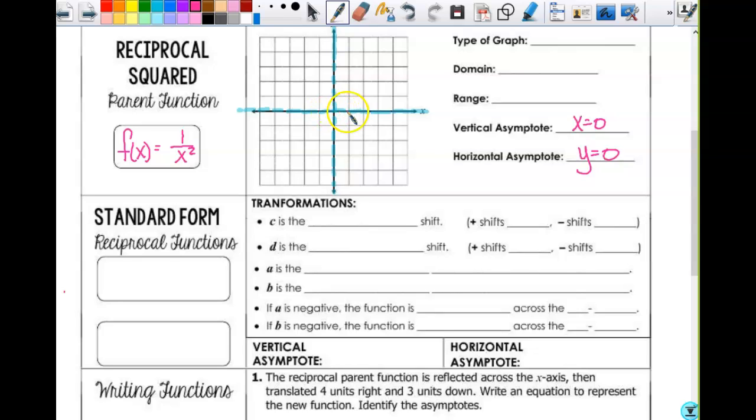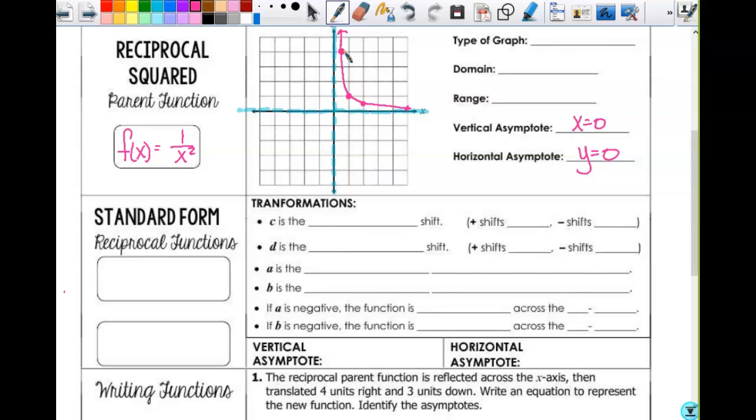So let's go through some points. If I substitute in 1, 1 over 1 squared is 1. If I substitute in 2, that's going to give me 1/4, right? If I substitute in 1/2, what's 1/2 squared? 1/2 times 1/2 is 1/4. So I'd have 1 over 1/4, which gives me 4. Right? So at 1/2, I'll be at 1, 2, 3, 4. So those 3 points are good enough to give me my curve and get me where I need to be here. Look at this.